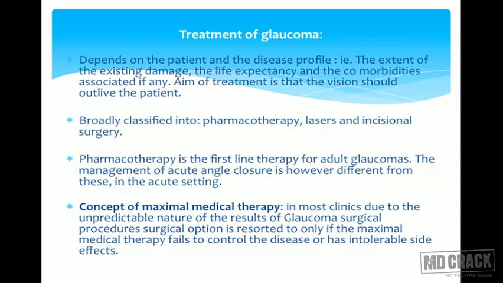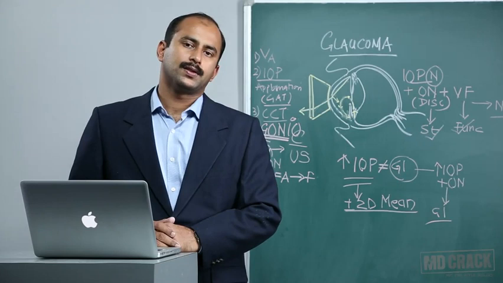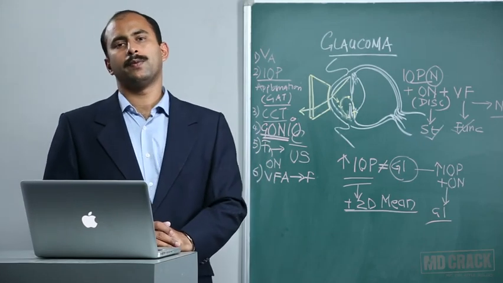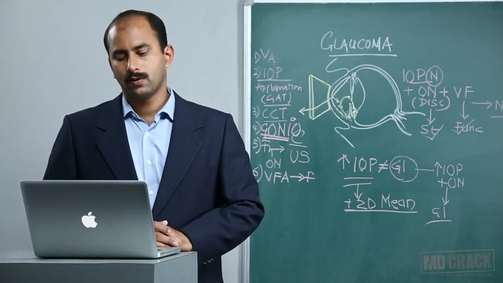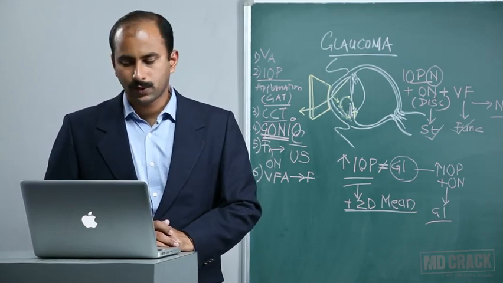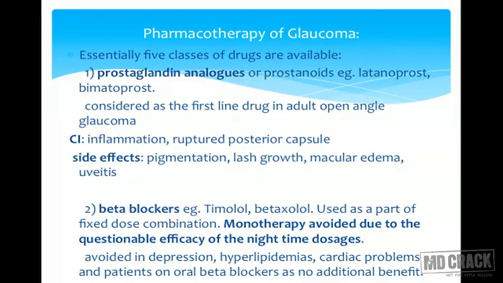There is a concept called maximum medical therapy, in which all the medications are exhausted before the option of surgery is offered to the patient, due to inadequate control or intolerable side effects of the medications which are started in the pharmacotherapy. Pharmacotherapy of glaucoma involves predominantly 5 classes of drugs which are freely available as of today.